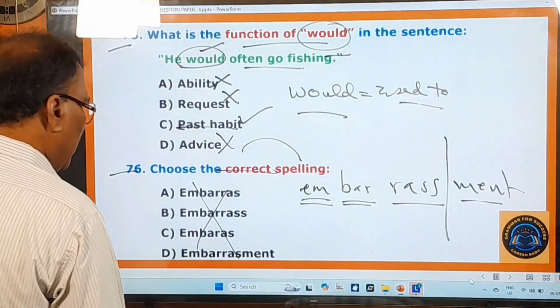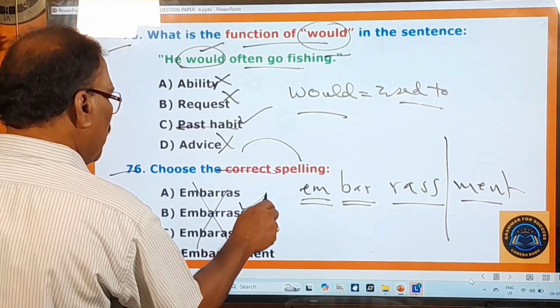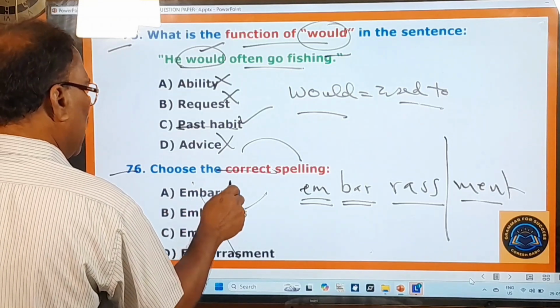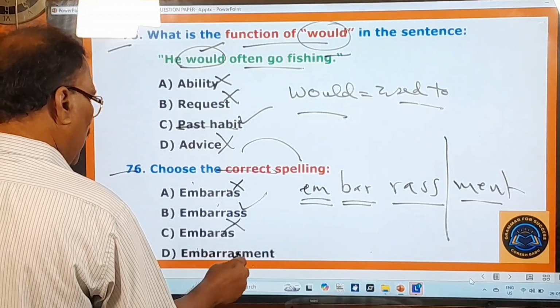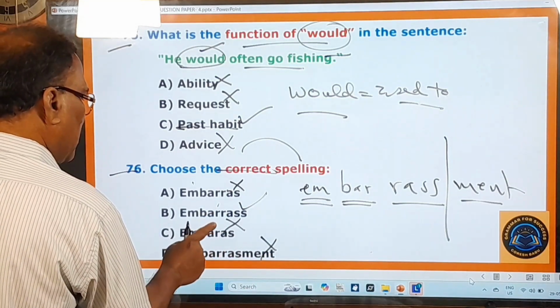Where is that correct spelling? Embarrass. The second one is the right one. In the first one, look here, one s is missing, that's why it's wrong. And here you pay attention, this is wrong. And here in the third, in this word also one s is missing, one r is missing.